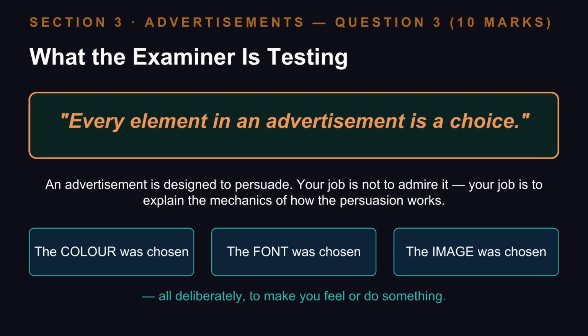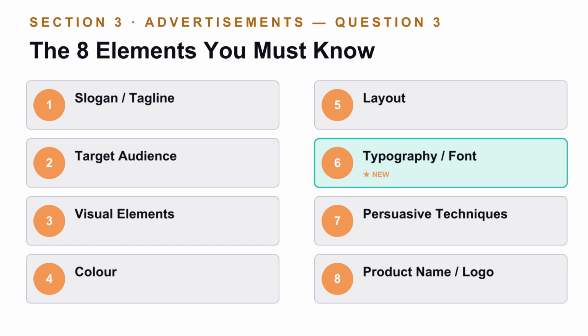Your job is not to admire the advertisement. Your job is to explain the mechanics of how it works and to prove that every choice was intentional. Just like cartoons, advertisements have 8 specific elements that the examiner tests. The same rule applies. Each one can be tested as a standalone question. Know all 8, not 6.